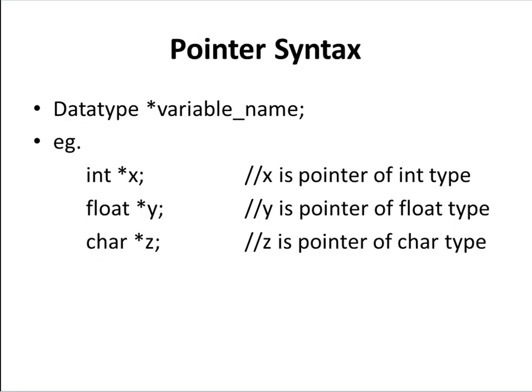This is the syntax of the pointer: data type star variable name. Here the data type may be integer, float or character, and the variable name as per our requirement. For example, int *x: x is a pointer of integer type. float *y: y is a pointer of float type. char *z: z is a pointer of character type. These are the three examples to understand how we are going to declare a pointer in a program.